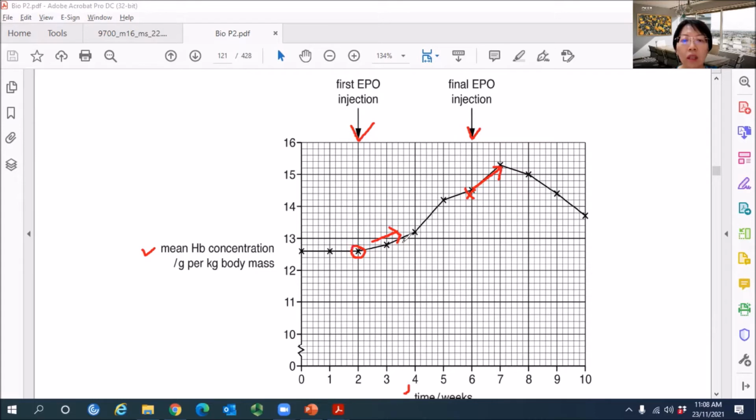So it starts to increase from week 2 to week 6. And then after the final injection, it starts to drop already. So it's very interesting why it drops. Okay. So let's look at the question.